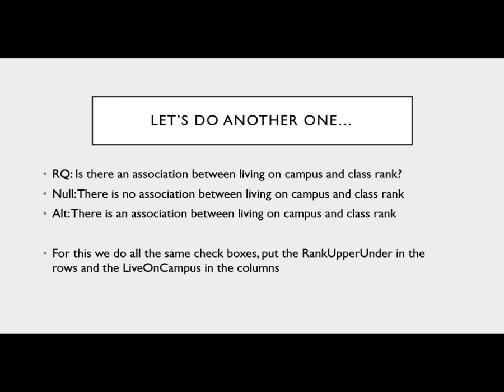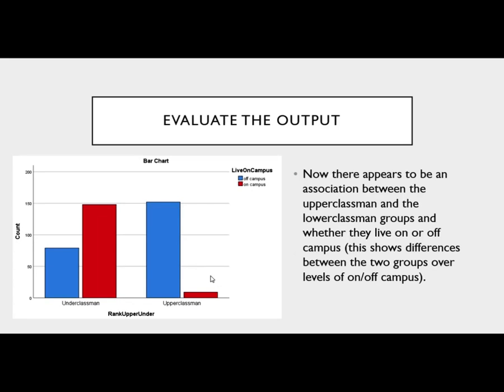There's a research question: is there an association between living on campus and class rank? The null is that there is no association between living on campus and class rank, and by that I mean freshman, sophomore, junior, senior. And the alternate is there is an association between living on campus and class rank. For this, we all do the same check boxes, put the rank up or under in the rows and the live on campus in the columns. I'm just saying that because those are the names of the variables.